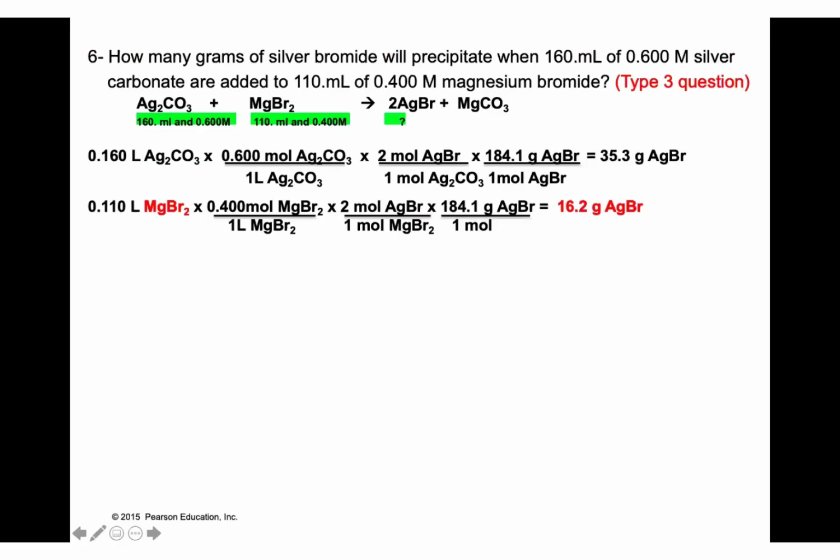And based on the calculations that we did, MgBr2 is our limiting reactant here because it's producing the least amount of product, and 16.2 gram is our theoretical yield. So it says in the question how many grams of silver bromide will precipitate. So we should emphasize that 16.2 gram AgBr is our theoretical yield, which is actually this much AgBr is produced in this reaction, based on the paper calculations.